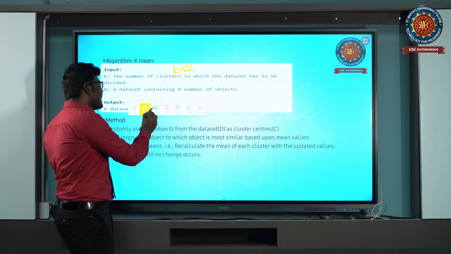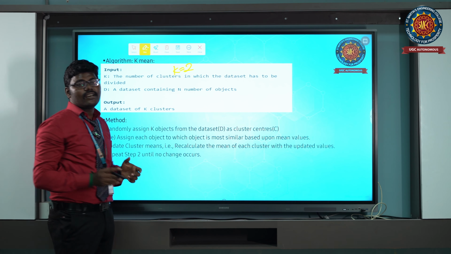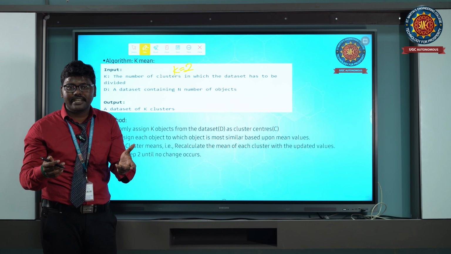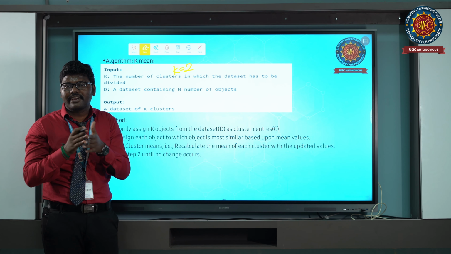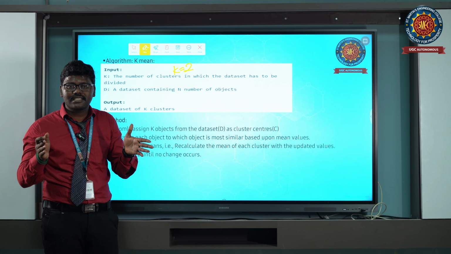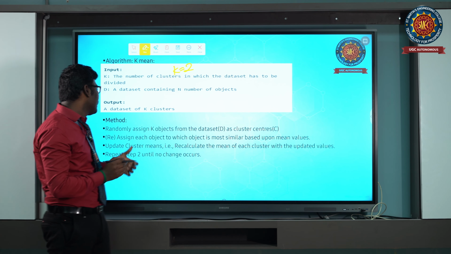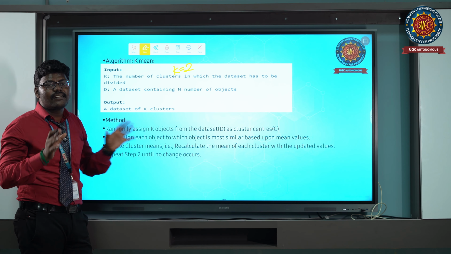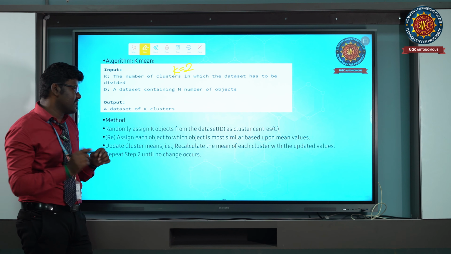Next, the data contain n number of objects. In the data set we have n number of data objects. Without a single image we can't classify, so we need a large amount of data. And then the output: the data set of k clusters. We have to segregate the groups, the clusters.